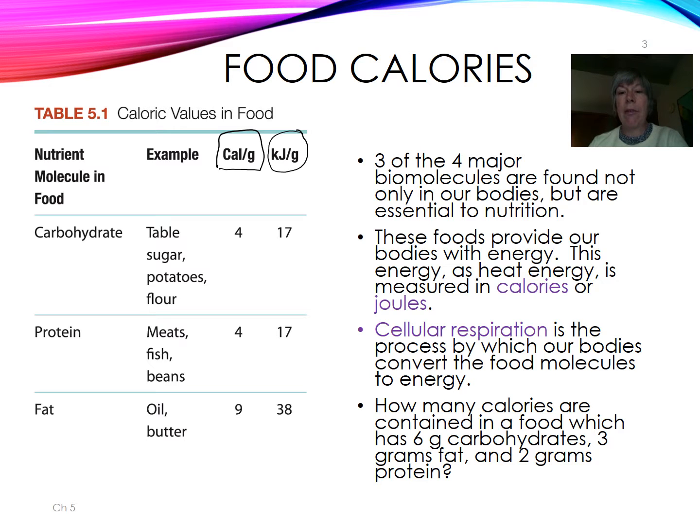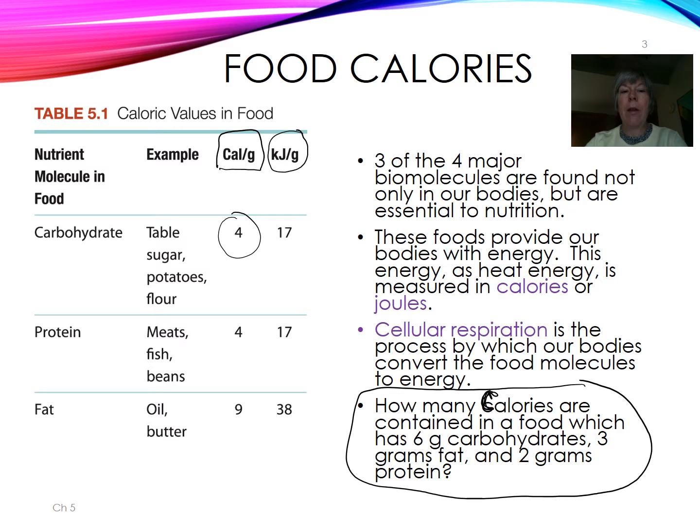This slide asks you a question. How many calories are contained in a food which has 6 grams carbohydrates, 3 grams fat, and 2 grams protein? Now there's one mistake in that question. This C should be a capital C for calories. That does make a difference, and I'll explain more about that on a later slide. So assuming that's a capital C calorie, and given that carbohydrates have 4 calories per gram, protein has 4 calories per gram, and fats have 9 calories per gram, take a moment, pause the recording, see if you can calculate how many calories there would be in this food.